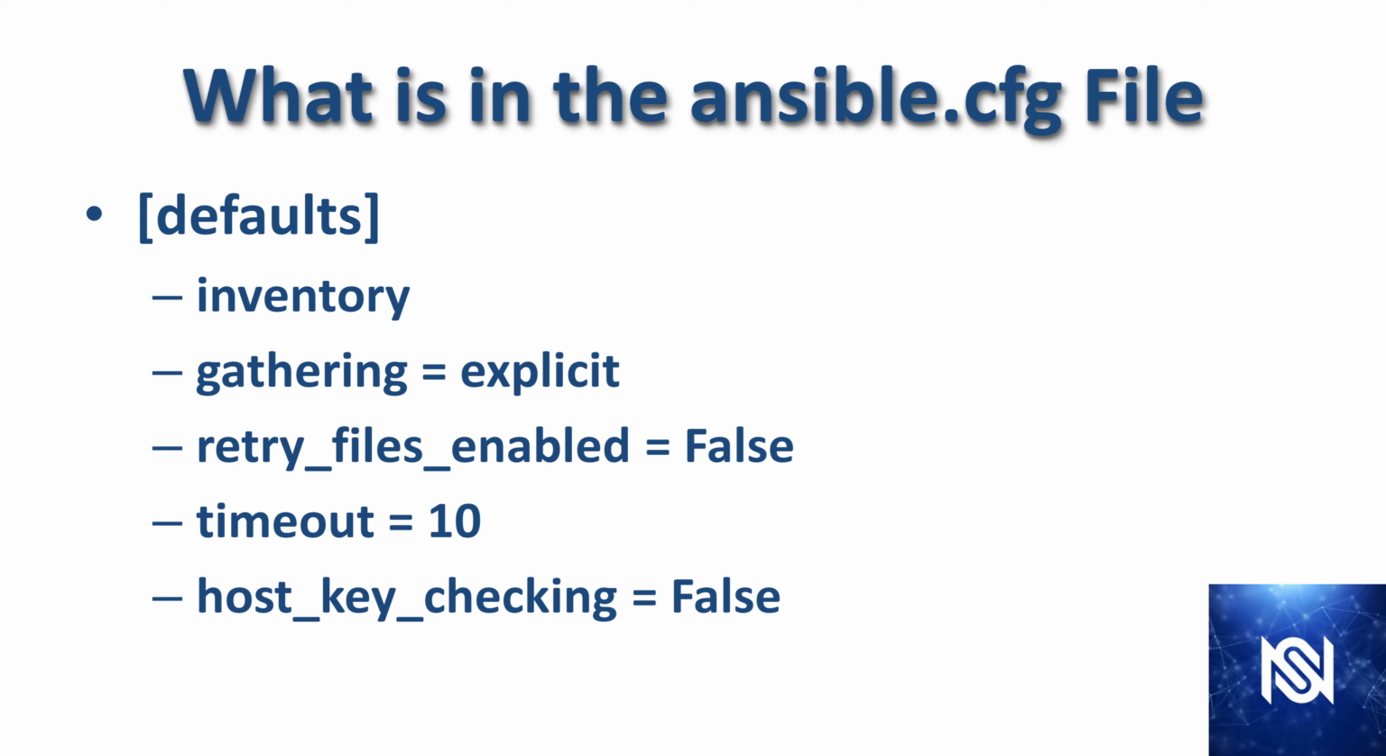The timeout setting is the SSH timeout, and that's in seconds. And then the host key checking equal to false basically turns off this check if it's the first time that you're SSHing to a device and it's not familiar with it. It asks you if you want to do that. In a production setting, you may want to, but in a lab, I usually turn that off.